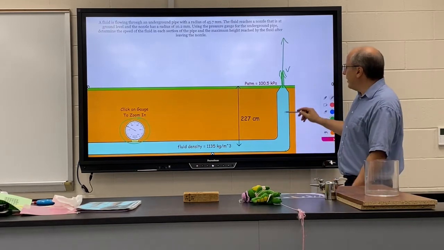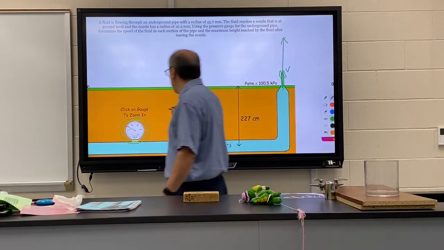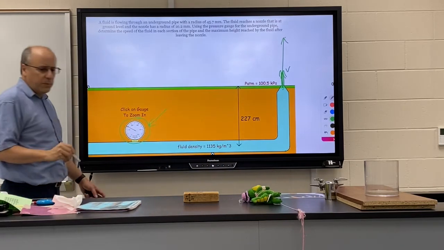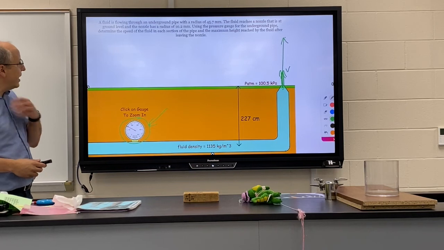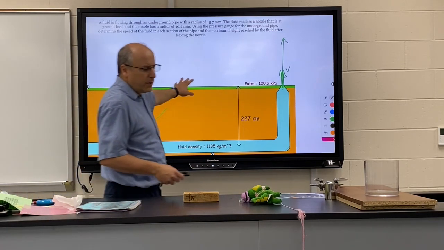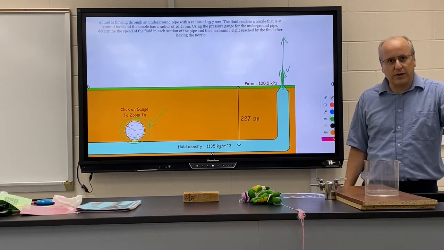Which would then translate into a certain height. So if the designer of the fountain wants to get the water to a certain height, they have to set the pressure in this pipe to a certain value. So anyway, like I said, don't worry if you don't want to try this one, but I will provide the steps so you can see how this works.